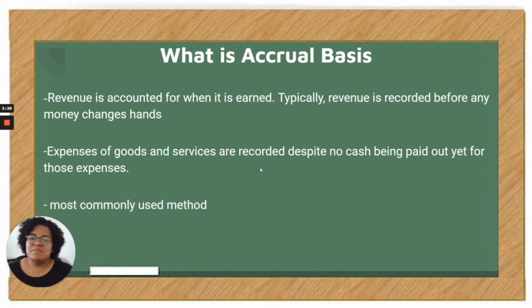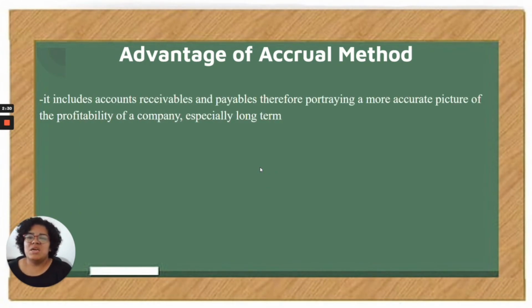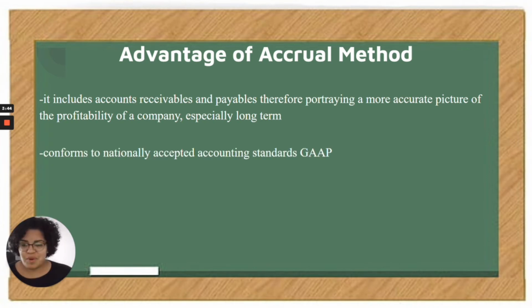So the accrual basis is the most commonly used method, and it does abide by the GAAP rules. The advantage of an accrual basis, it includes accounts receivables and payables. Therefore, it portrays a more accurate picture of the profits that your business is making, especially in the long term. If you remember, we mentioned earlier that the accrual method does conform to the nationally accepted accounting standards, GAAP, because with the accrual accounting method, you do not have to worry if you're making less than 25 million or more than 25 million. There's no worry that you will have to switch accounting methods in the future. So that's definitely a plus.